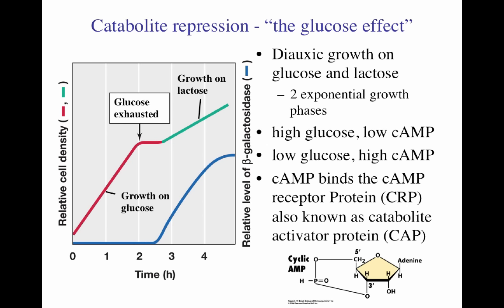And in this image, what you can appreciate is the way in which cyclic AMP is made. You can see that cyclic AMP has the adenine, the ribose, and then the phosphate bond that is happening between the 5' carbon and the 3' carbon.